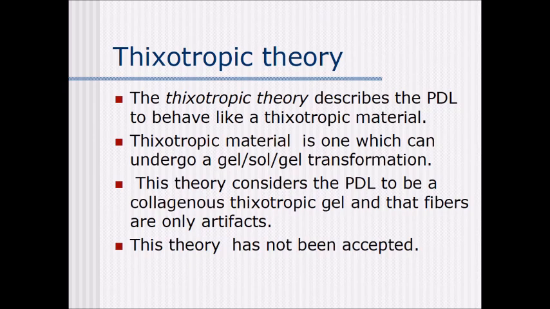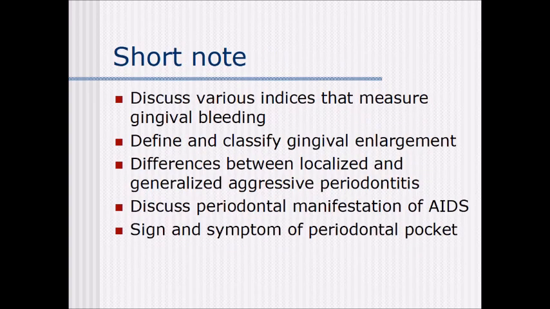Next is thixotropic theory. The thixotropic theory describes the periodontal ligament to behave like a thixotropic material. A thixotropic material is one which can undergo sol to gel and gel to sol transformation. This theory considers the periodontal ligament to be a collagenous thixotropic gel and that fibers are only artifact. This theory has not been accepted. Now coming on to the short note. Discuss various indices that measure gingival bleeding.